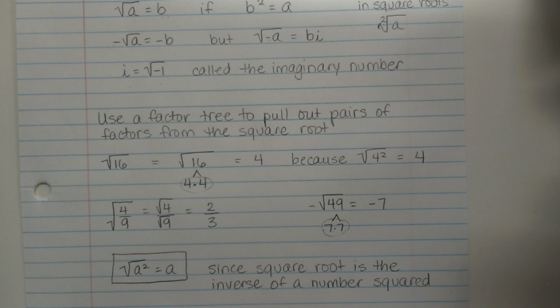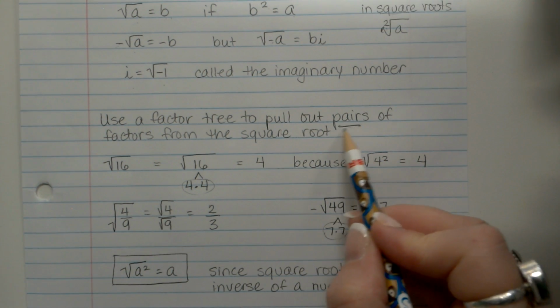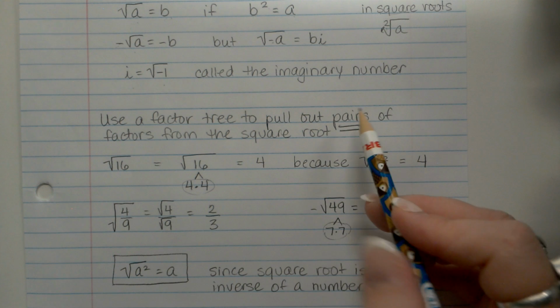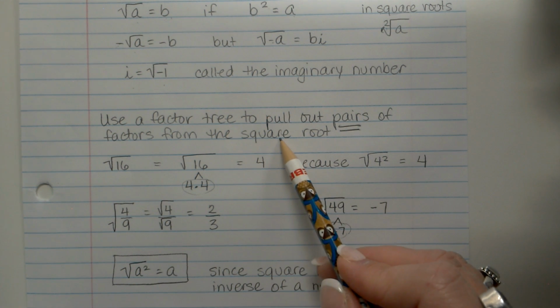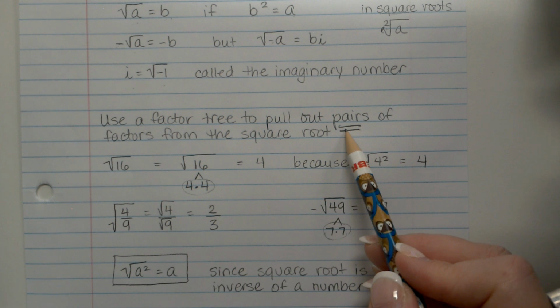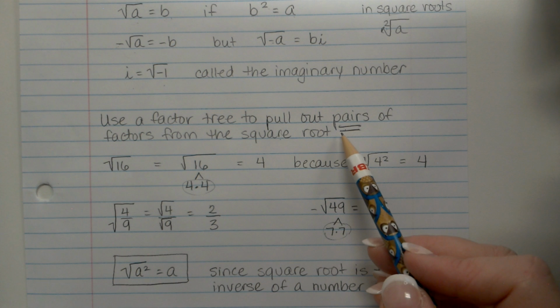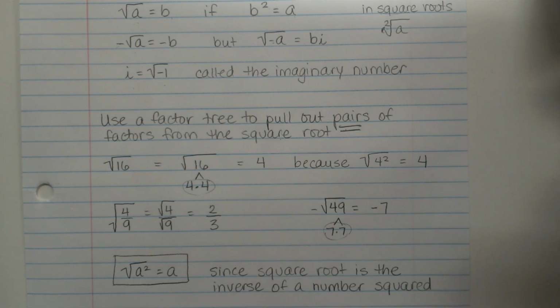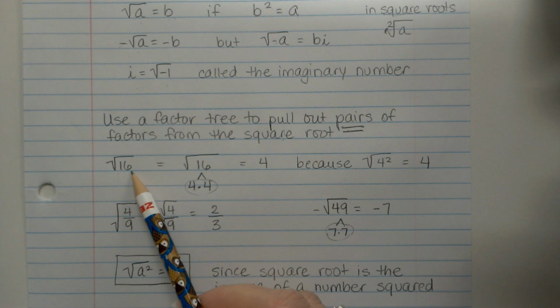So basically what happens is when you're trying to simplify a square root or a cube root, you want to use your factor tree and pull out pairs. Now the reason we're pulling out pairs is because this is a square root. If it were a cube root, you would pull out sets of 3. If it was a 5th root, you would pull out sets of 5 and so forth. So basically you have to look at what kind of root you have to determine how many duplicates you need to pull out. So here's the square root of 16.